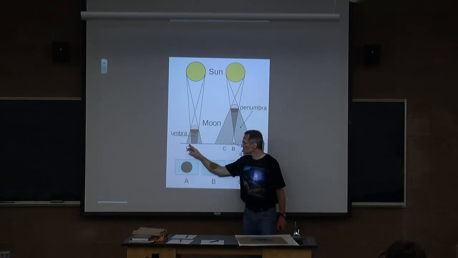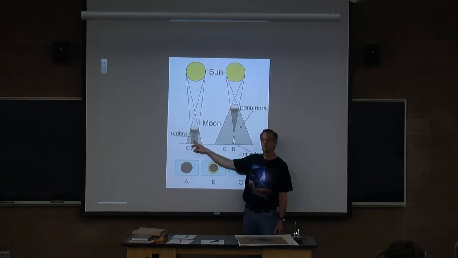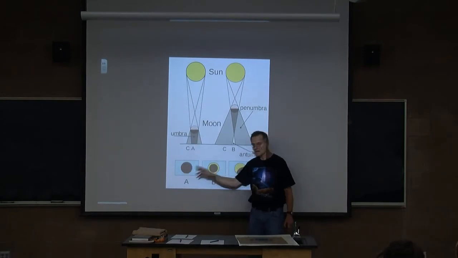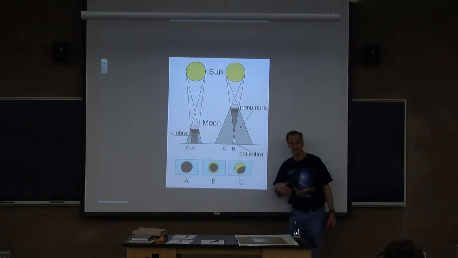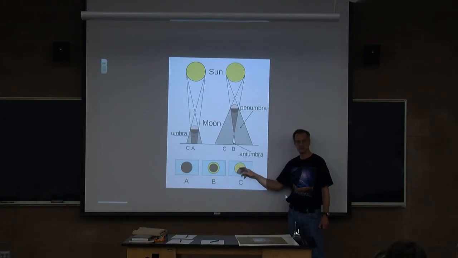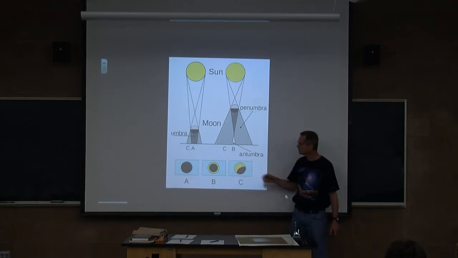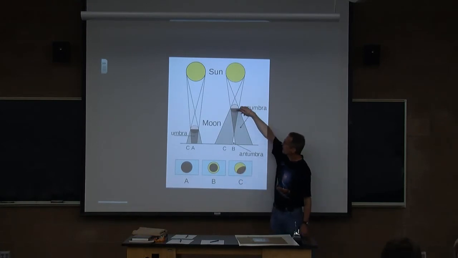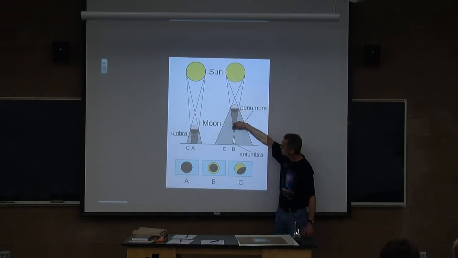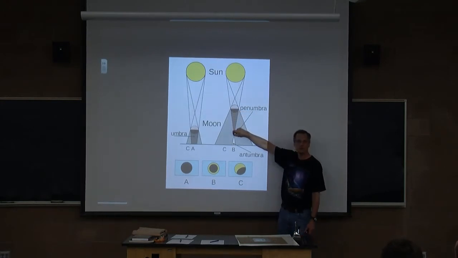Now, if you're on the Earth and you happen to be in the umbra during an eclipse, you'll see the entire sun blocked out, and that's a total eclipse. If you are in the penumbra, you'll only see part of the sun blocked out, and that's called a partial eclipse. Now, it turns out that that umbra is a cone, and it goes back a certain distance to a point where it ends.